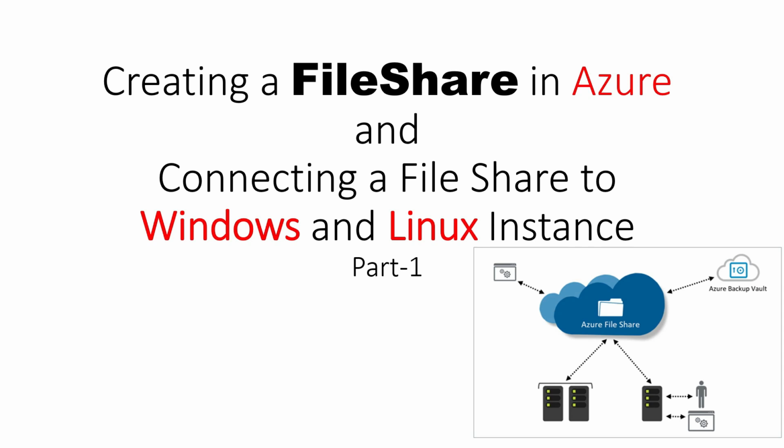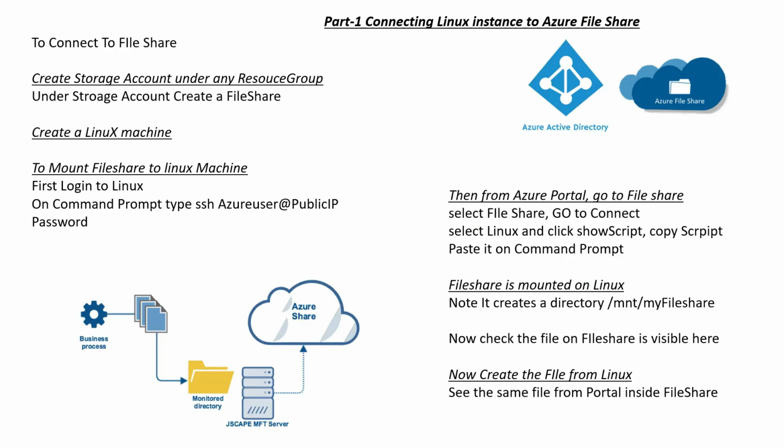In the first part we are going to create a file share, and then we will mount this file share with the Linux instance, and the same thing we are going to do with the Windows instance in the second part. So I have just mentioned the list that we are going to do so that you can note down the steps. In part one, we'll create a file share, then we create one Linux instance, and then we will connect to this Linux instance through SSH, and then we will mount the file share to this instance, and then we'll see the effect of it.